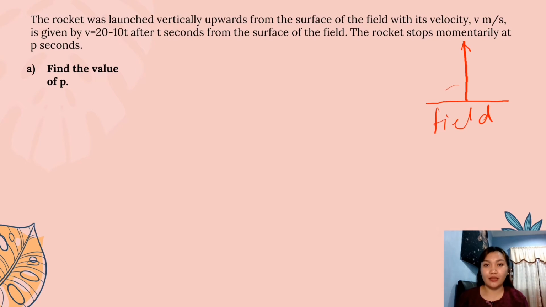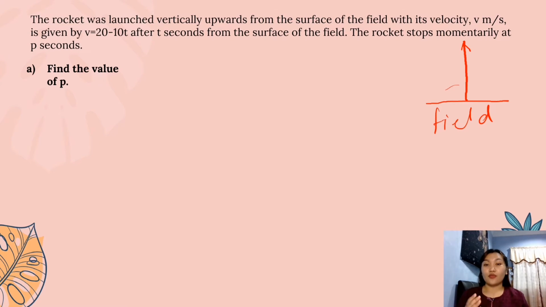Okay, what does it mean? Basically, when the rocket was launched, it goes with a velocity of 20 minus 10t. So at a specific time, the rocket reaches the maximum height. When it reaches the maximum height, it will stop momentarily before it falls down. So that's what it means.